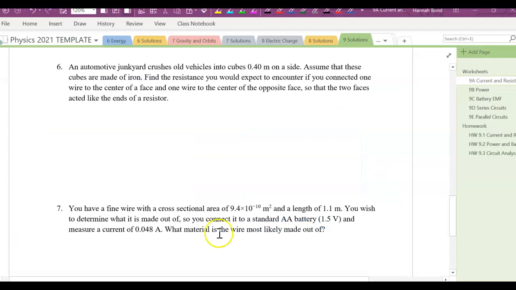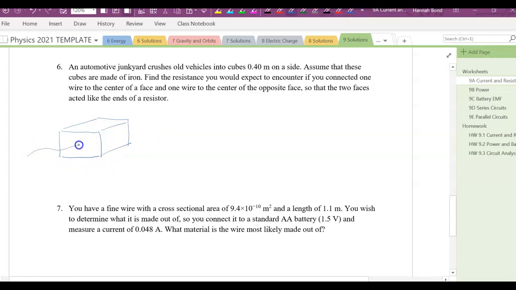I'm going to worksheet 9A. Let's look at number 6. So here we have at a junkyard, they're crushing old cars into cubes of metal, and the cubes are 0.4 meters on a side. So I'm going to try to draw a cube. Let's see if I can do that. Okay, so I've got this block of metal, and every side of it is 0.4 meters.